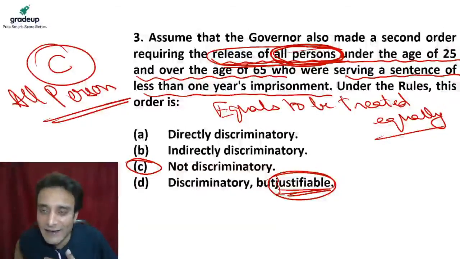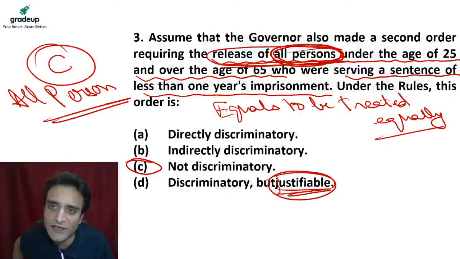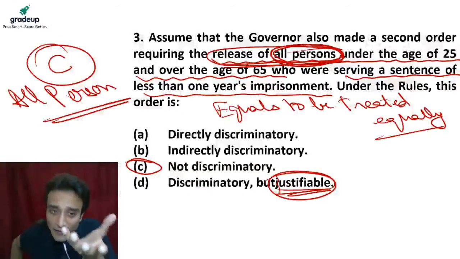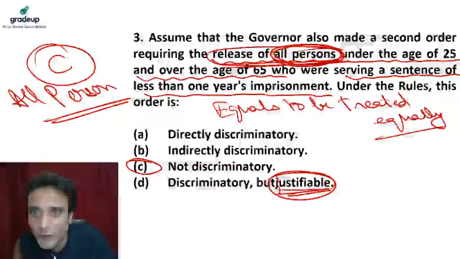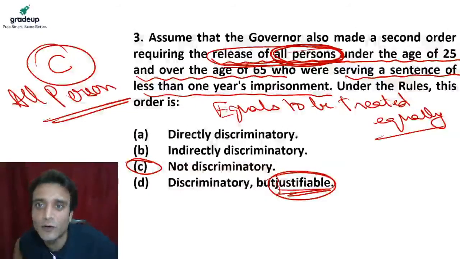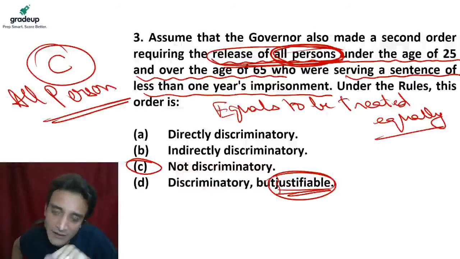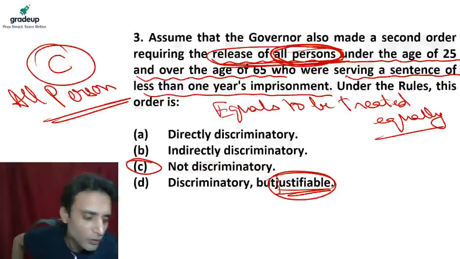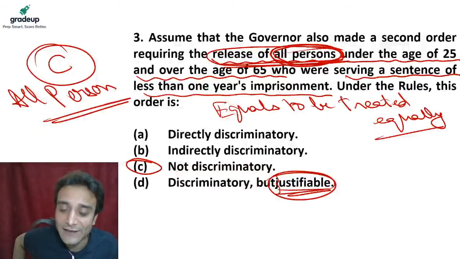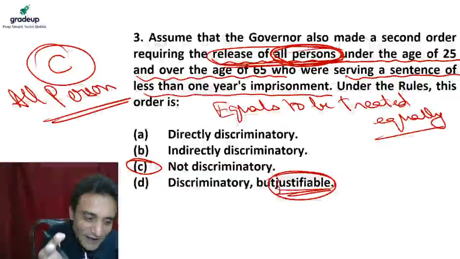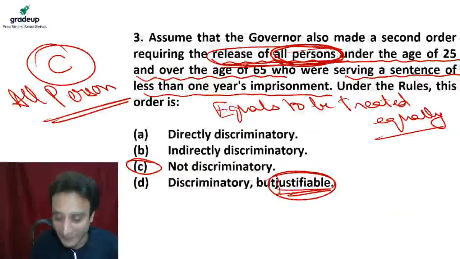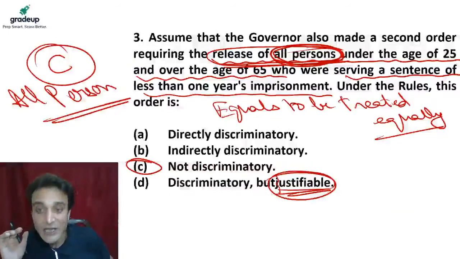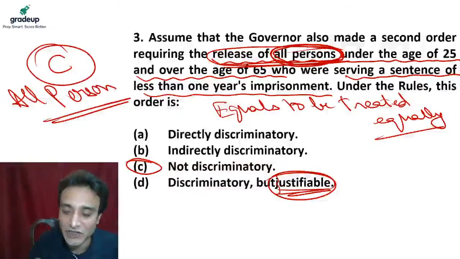So, can I compare myself with you? No, you are around 18 years of age. I am much above. So, how can I be compared with you? You can be compared with another 18-year-old boy or girl. But can you be compared with a 30-year-old person? No. Am I clear? So, within 25 years, everyone is treated equally. Above 65 years, people are treated equally. Did you understand? So, there is no discrimination.